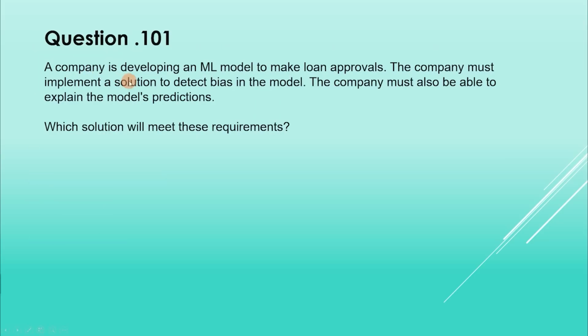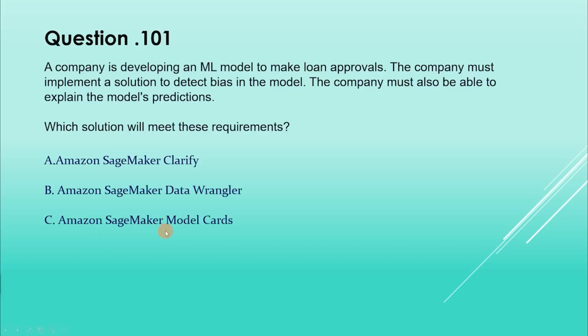Now question number 101. A company is developing an ML model to make loan approvals. The company must implement a solution to detect bias in the model. The company must also be able to explain the model's predictions. Which solution meets these requirements? Here are the options: option A Amazon SageMaker Clarify, option B Amazon SageMaker Data Wrangler, option C Amazon SageMaker Model Cards, option D AWS AI Service Card. So you can take your time to guess the correct answer.